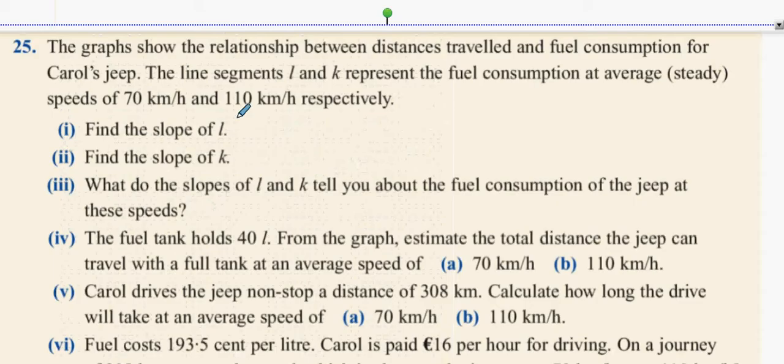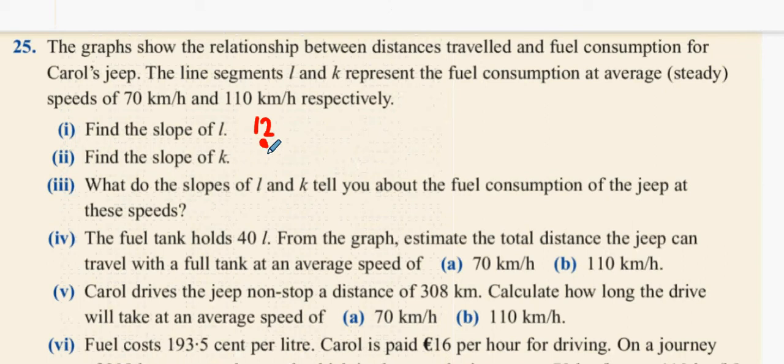Now, done. 12 and 9. What do L and K tell you about fuel consumption of the Jeep at those speeds? Well, this is 12 kilometers per liter, and this is 9 kilometers per liter. The fuel tank holds 40 liters. From the graph, estimate the total distance the Jeep can travel with a fuel tank at 70 and at 110.